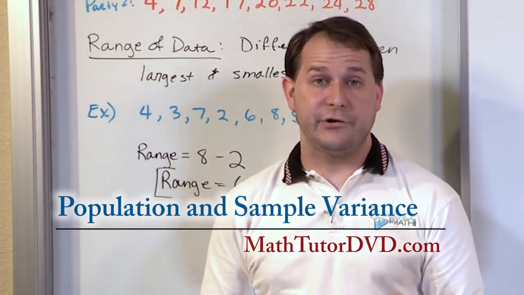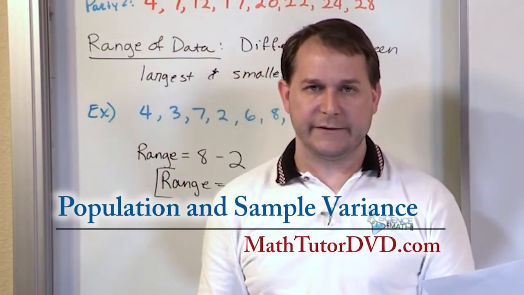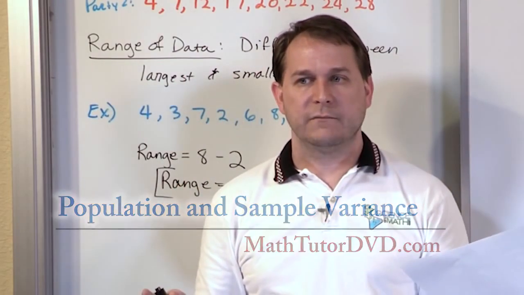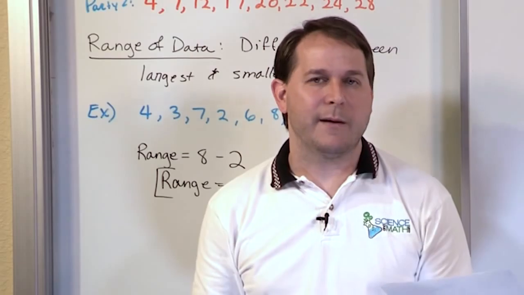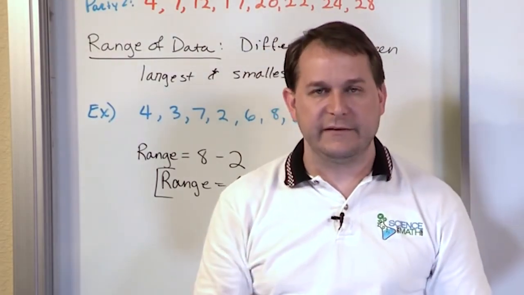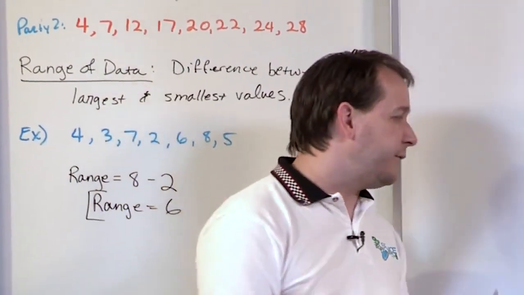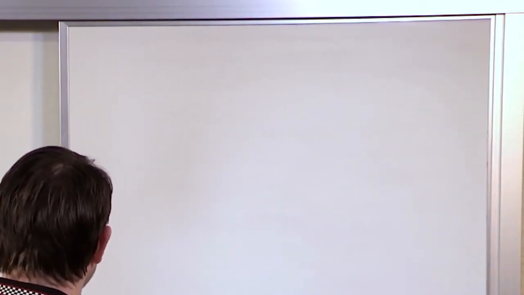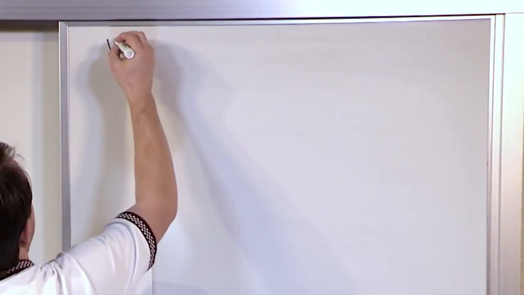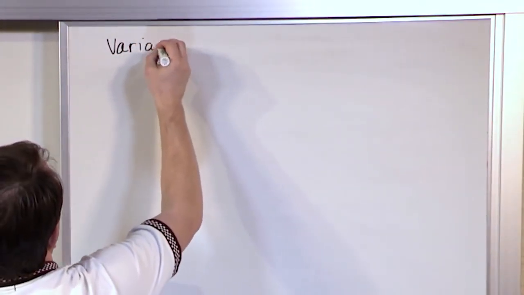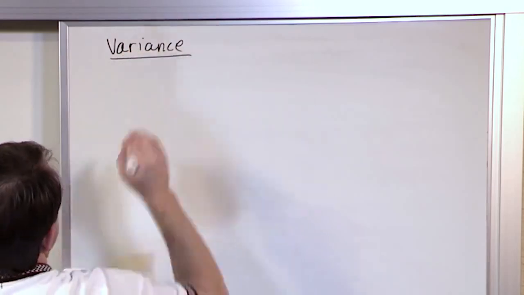How can we measure how spread apart our data is without being susceptible to the outlier problem, or at least reduce our sensitivity to the outlier problem? And the answer to that question is something extremely important in statistics, and that is the concept of variance. That's the concept of variance.